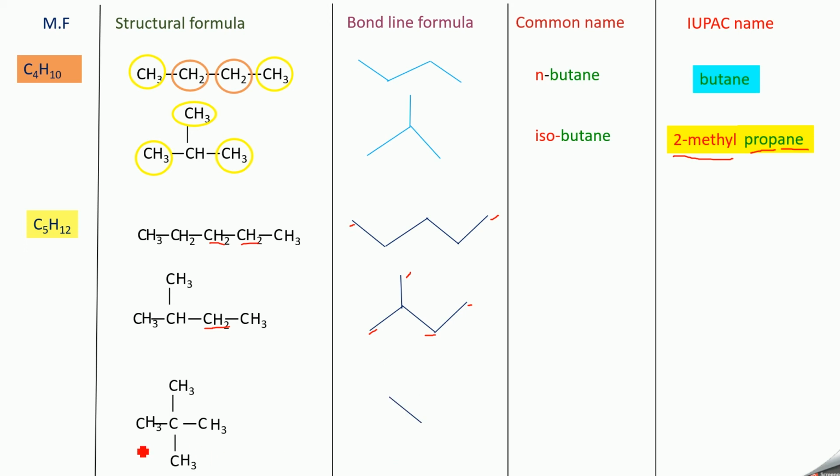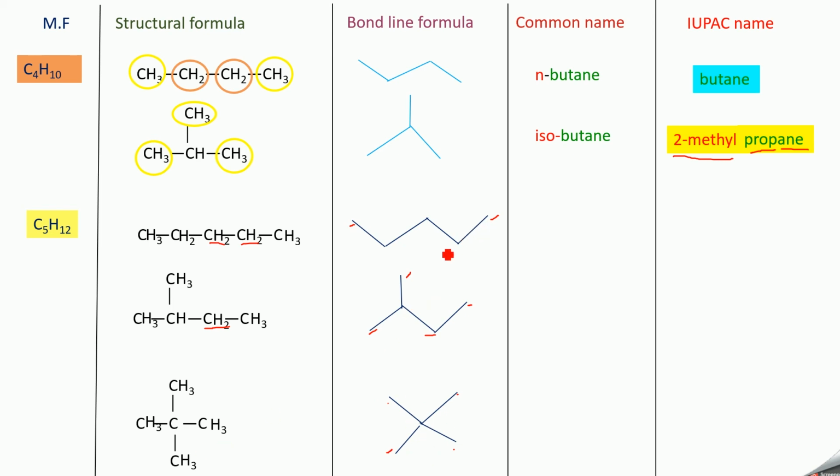Next, for this one, we start with CH3. So this CH3 and this is C. And this C is connected to one CH3 down, one CH3 up, and another CH3. So 4 CH3 points. So this point, this point and this point. So 4 CH3 we have. In the middle you have C. So this is the bond line formula for this compound.